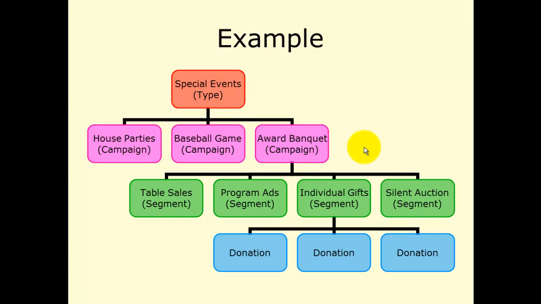Here we have a typical example of a campaign that's been set up. In this case, we're looking at the award banquet. Our organization had an award banquet, and at that award banquet, we had different segments: table sales, program ads, individual gifts, and a silent auction. Because we've organized our campaign as having those 4 different segments, we'll be able to tell not only how much money we raised during the campaign, but also what money came from which segment.